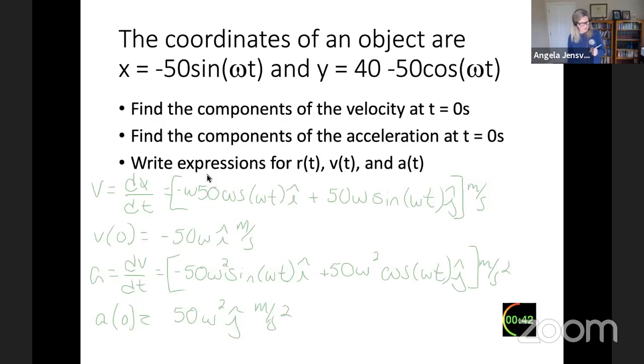Honestly, the position vector, we could just do it here. They pretty much gave it to us. Negative 50 sine omega t i plus 40 minus 50 cosine omega t j. Okay? It's not so bad.